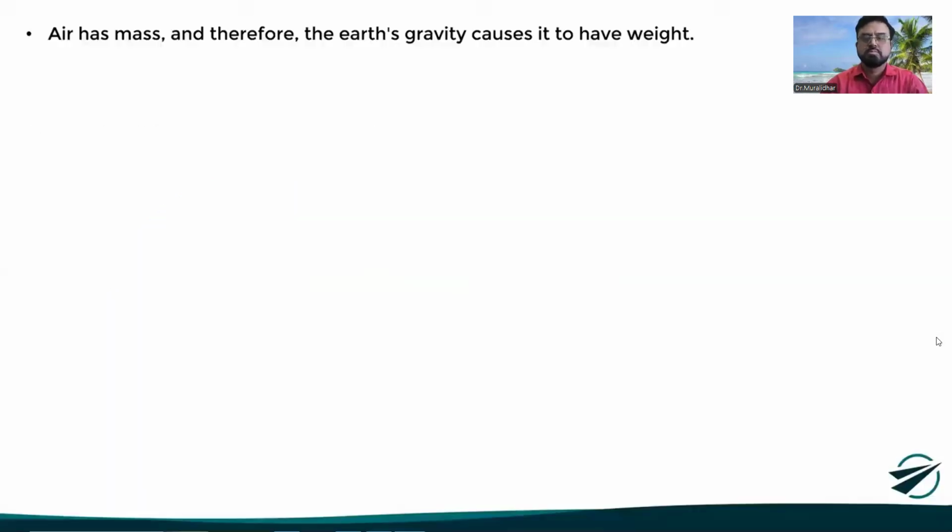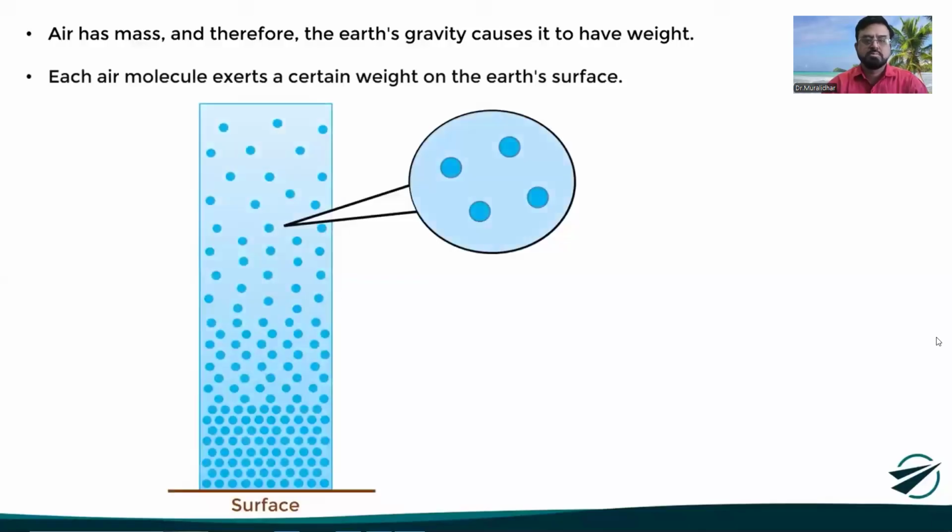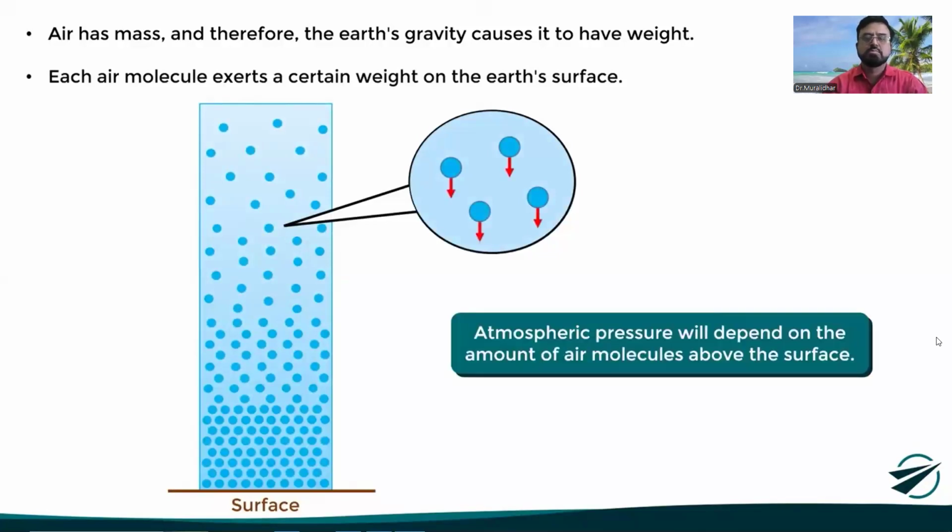However, the truth is that the air has mass, and therefore, the Earth's gravity causes it to have weight. This means that each air molecule exerts a certain weight on the Earth's surface, and therefore we can affirm that atmospheric pressure will depend on the amount of air molecules above a surface. Now, you might be wondering, if air has weight, why don't we feel it pushing us down against the surface?